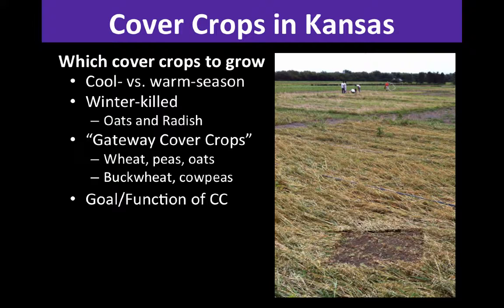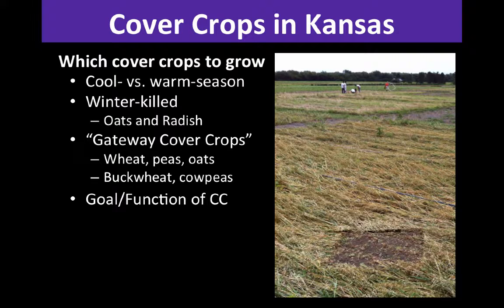So as I mentioned, one of the main things to determine is which cover crops you want to grow. And this really depends on which cash crops you're growing, whether it's cool season or warm season. The other thing to really consider is if you want to utilize a cover crop that's winter killed. And this really includes oats and radish primarily.